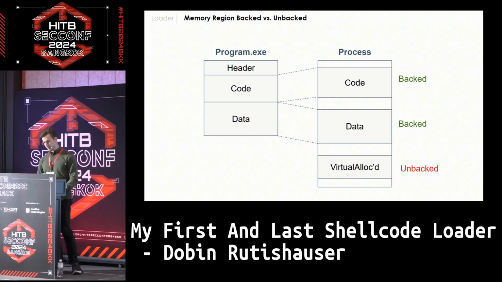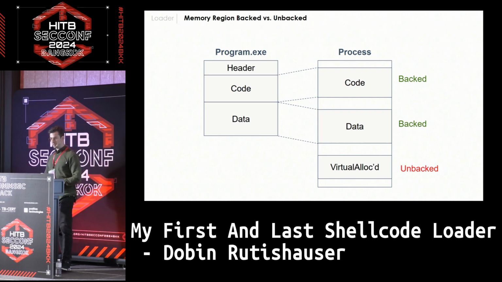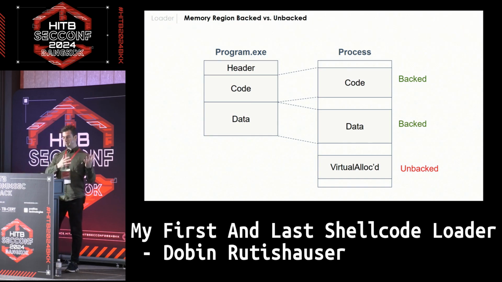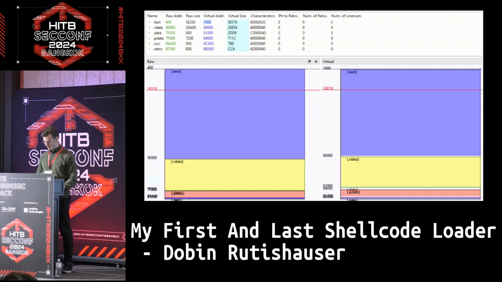There's also a difference between backed memory regions and unbacked memory regions. Memory regions which are coming from the PE file get copied directly into the memory. They have a backend, a file backing them. And if you VirtualAlloc some memory by yourself, then it's unbacked.